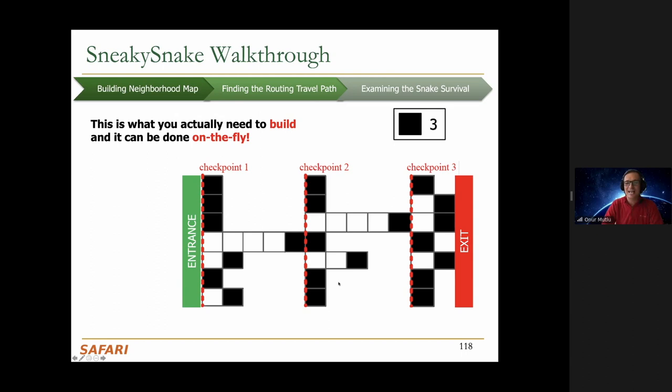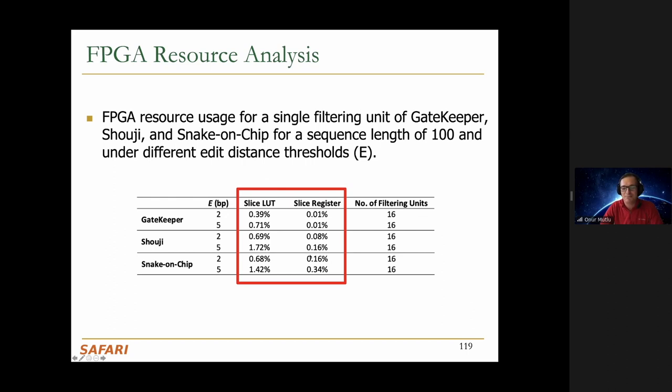I'm not going to go through this in more detail. And you can probably guess why this is more accurate, because we're looking at a variable size window depending on when we see the first error, as opposed to a fixed size window in the previous case, Shouji, and as opposed to the entire read, which is really inaccurate, as we discussed earlier. This again leads to a nice FPGA implementation that I'm not going to talk about over here. But this leads to the highest speedups.